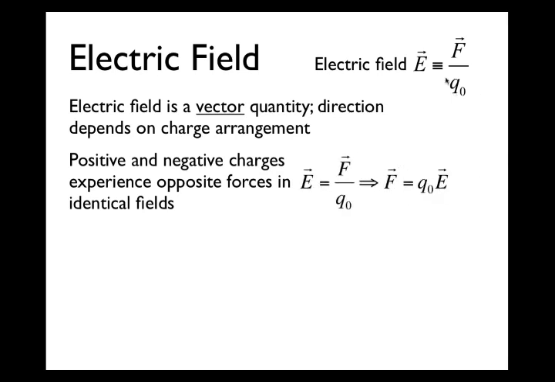Because we can rearrange that definition up here. If electric field is equal to the force divided by the charge, that means the force is equal to the charge times the electric field. The electric field would have a fixed direction. But if this charge is positive, the force is going to be in the direction of the electric field. If the charge is negative, the force is going to be in the opposite direction to the electric field.